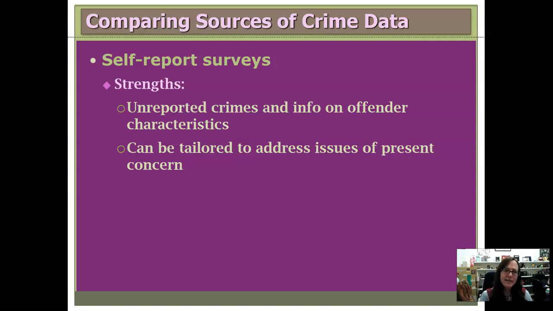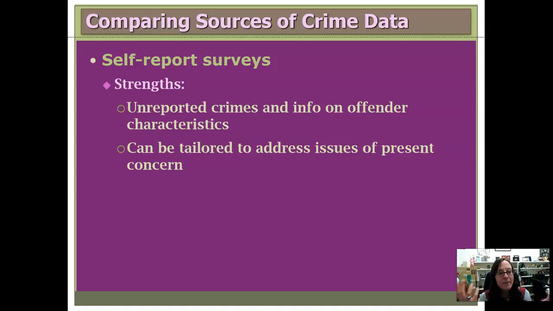Now, it's kind of a weakness, but kind of a strength when we think about self-report surveys. They can be tailored to address whatever issue you want, essentially. But the reason for that is because there is no one national self-report survey. So it's bad because you can't look at like an annual report, so there's no patterns that you can examine over time.